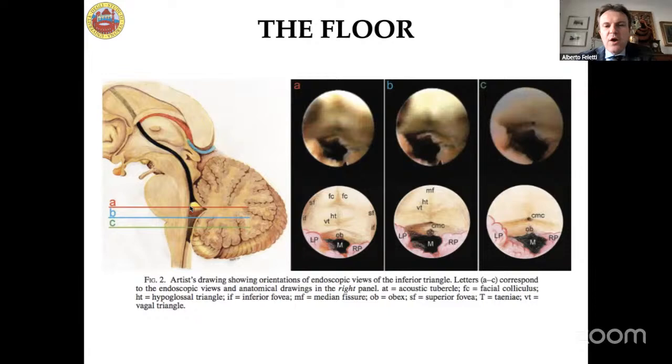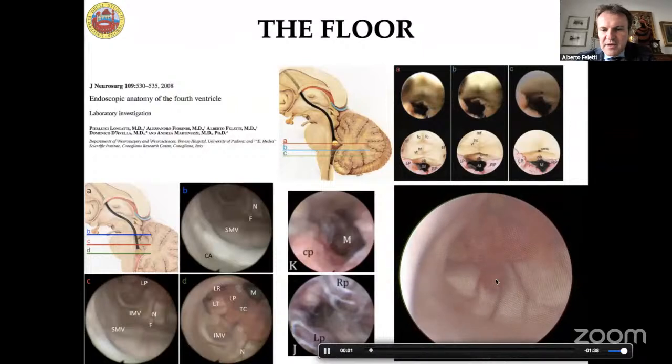And this contrast of light makes these structures very evident, as we can see even in these old pictures. We can see the facial colliculi very bright because they are hit by the light. We can see the medial sulcus. In many cases, we can see also the triangles, but probably it's better to use the new endoscopes.